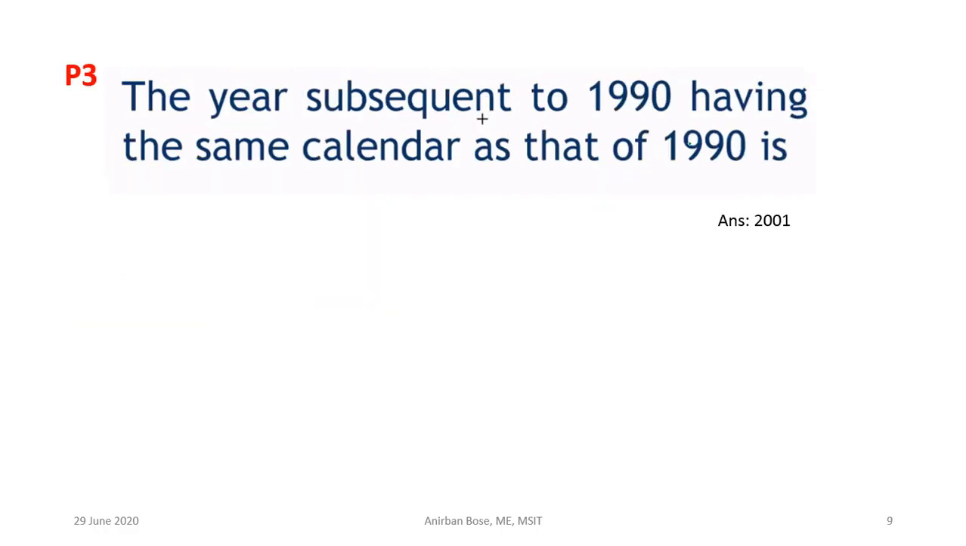Now the year subsequent to 1990 having the same calendar as that of 1990 is. So 1990, what is the next after 1990? The calendar will be exactly same as 1990, that you have to find out. Okay, so 1990, you see how many odd days is there? That is 1. 91, how many odd days? Again 1. 92, it is a leap year, right? So 2 odd days. 93, we'll wait up to when it will become 7. Okay, 7 odd days means again we'll repeat to the same date of 1990.